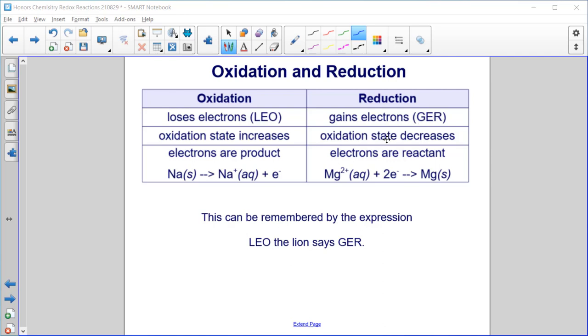In this case, the oxidation state decreases. So in this reaction down here, magnesium 2+ has an oxidation state of 2+. After gaining 2 electrons, it has an oxidation state of 0. So it goes from 2+ to 0. That's a decrease in the oxidation state. And as you can see here, electrons are a reactant because they're being gained in the formation of the product. We can remember this by the following expression. Leo the lion says GER. Losing electrons is oxidation, gaining electrons is reduction.